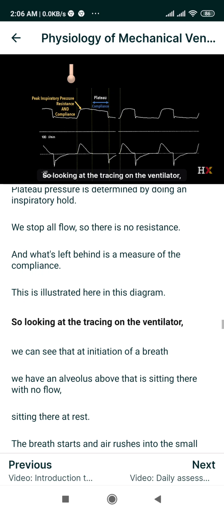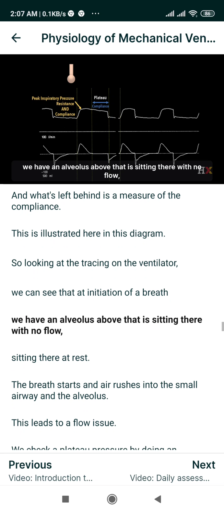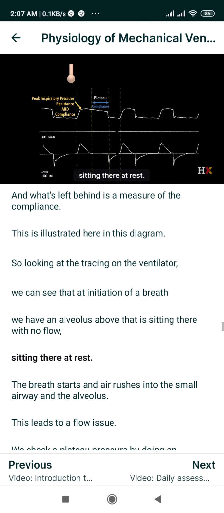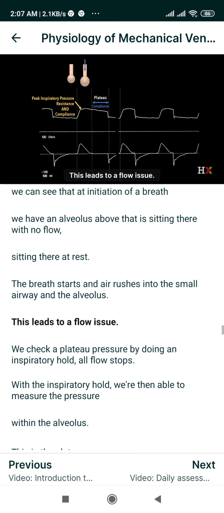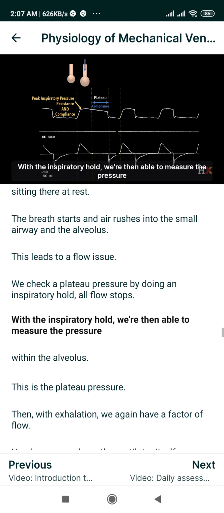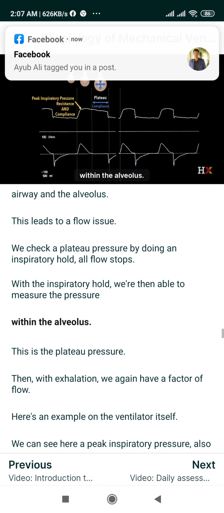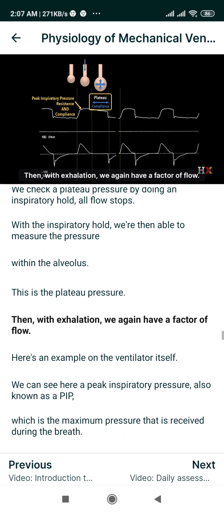So looking at the tracing on the ventilator, we can see that at initiation of a breath, we have an alveolus above that is sitting there with no flow, sitting there at rest. The breath starts and air rushes into the small airways and the alveolus. This leads to a flow issue. We check a plateau pressure by doing an inspiratory hold. All flow stops. With the inspiratory hold, we're then able to measure the pressure within the alveolus. This is a plateau pressure. Then, with exhalation, we again have a factor of flow.